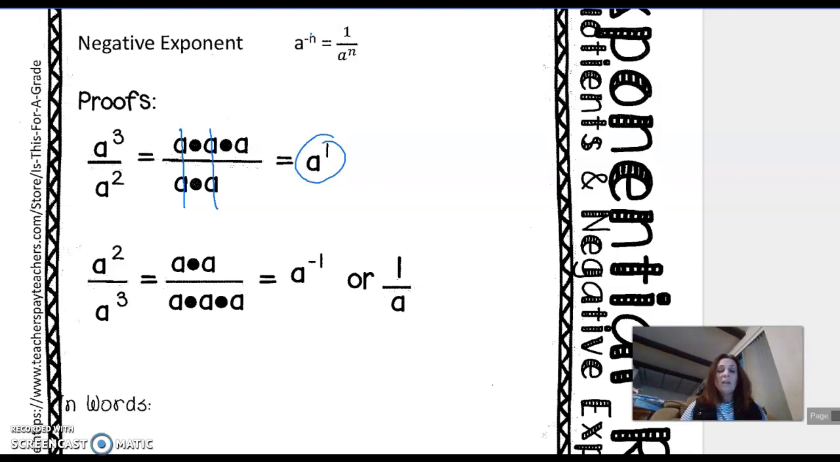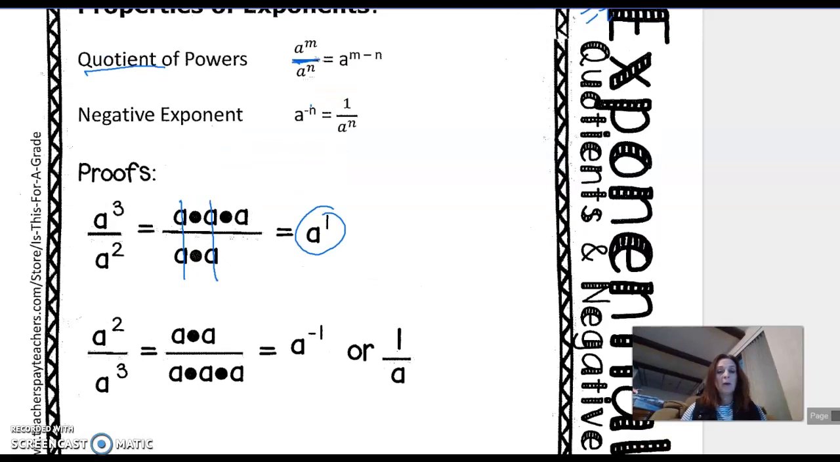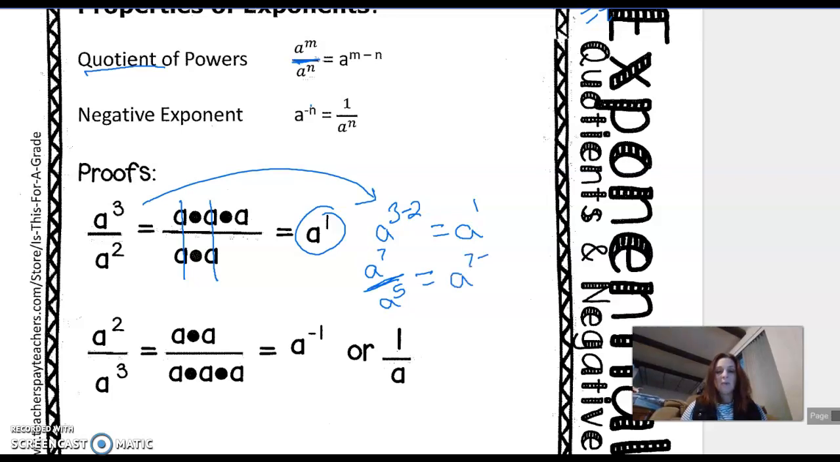Now, an easier way to do that, instead of writing out all these A's every time, is to use our quotient of powers property. If it's the same base and we're dividing, we subtract the exponents. So this here, I could jump to this: a to the 3 minus 2, which would give us a to the first power. Another example, let's say we had a to the 7th over a to the 5th. Well, same base, dividing, we can just subtract the exponents, and that would be a to the 2nd.